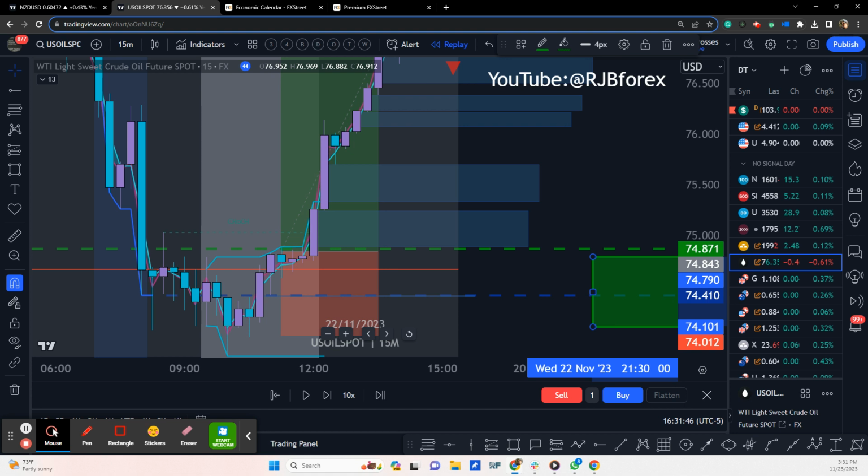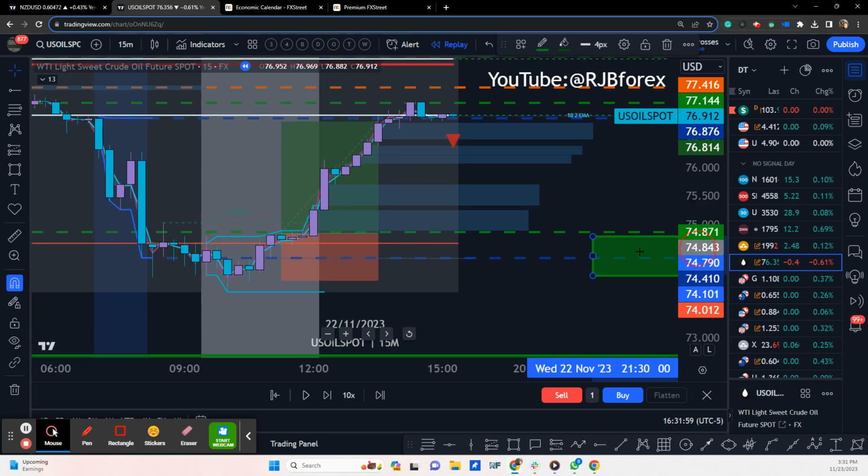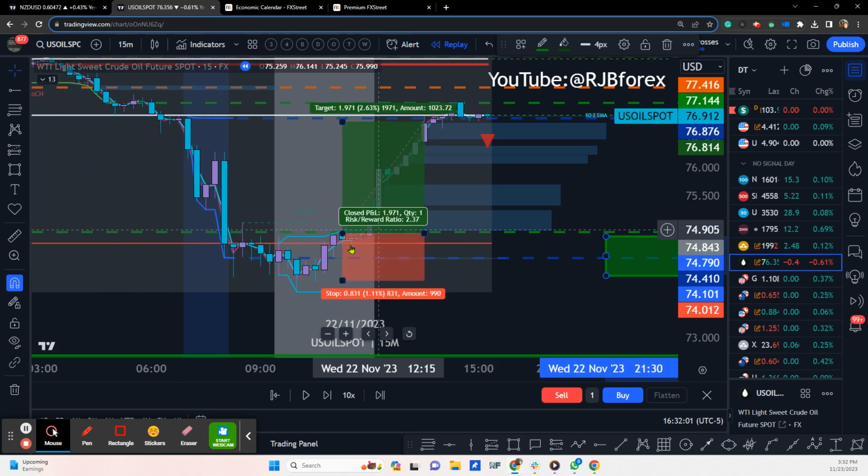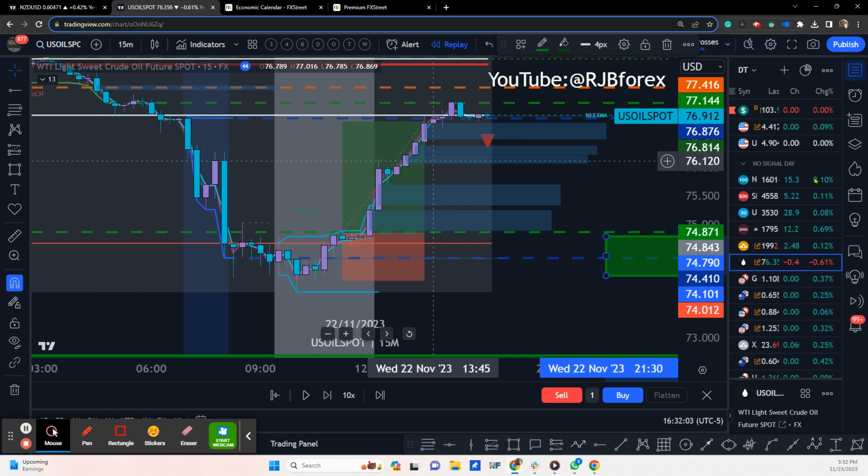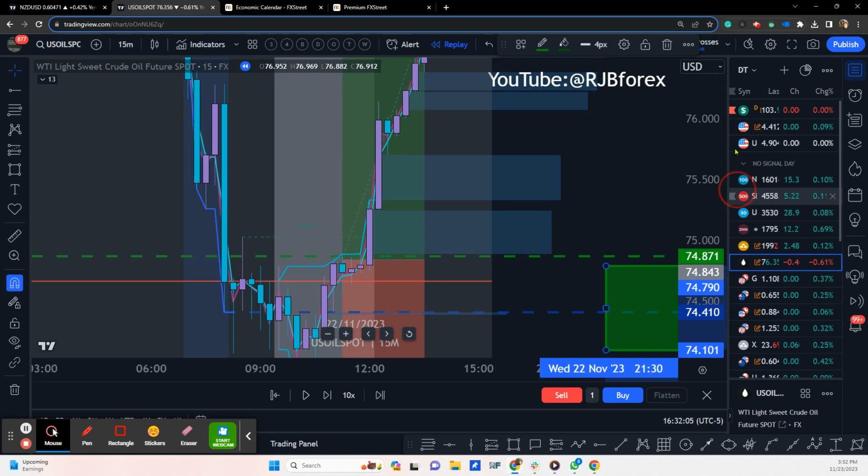But what other levels are there? I'm not talking about numbers. I'm talking about areas on the chart, levels. So the level that I've got in here, there's a series of levels, in fact.